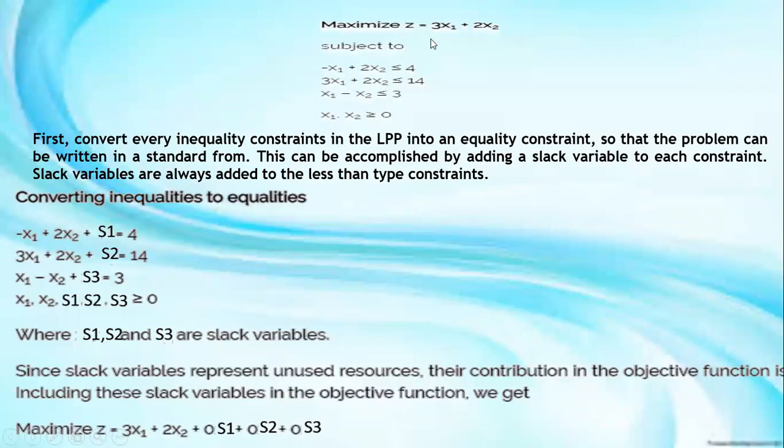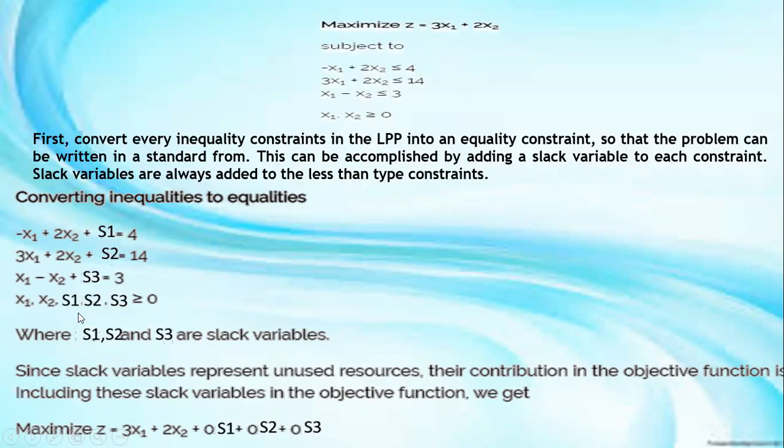It says maximize z equal to 3x1 plus 2x2. So the problem is of maximization, and we can go into the constraints. Here, if you see, there are three constraints, all are less than or equal to. Whenever you have to convert from inequality to equation, if you have less than or equal to, then you have to add a slack variable. So add plus S1 for the first equation, S2 for the second equation, and S3 for the third equation.